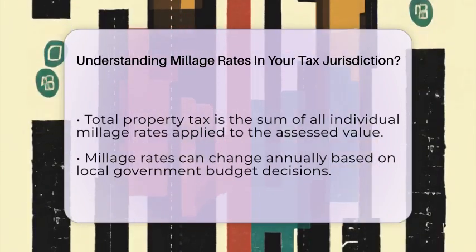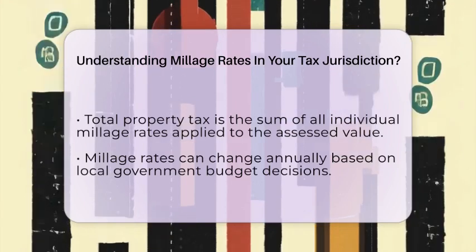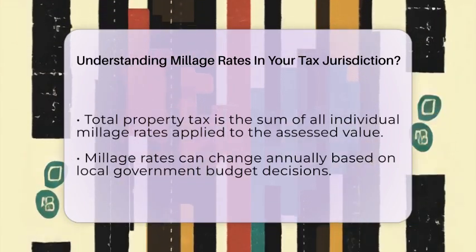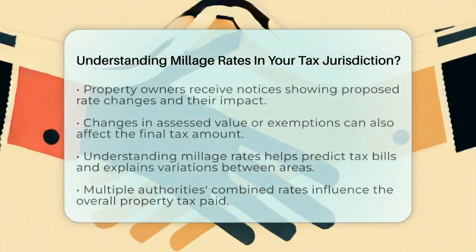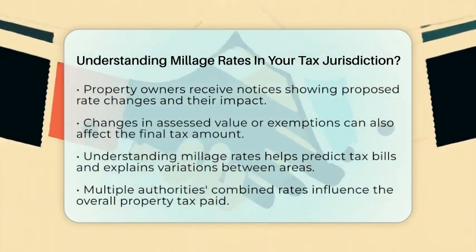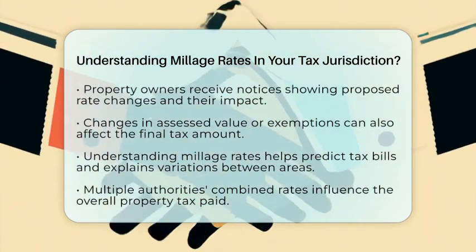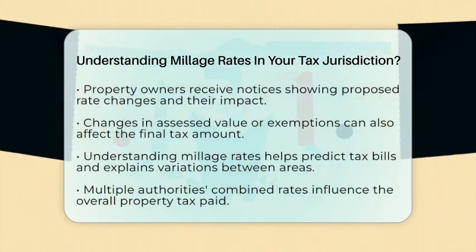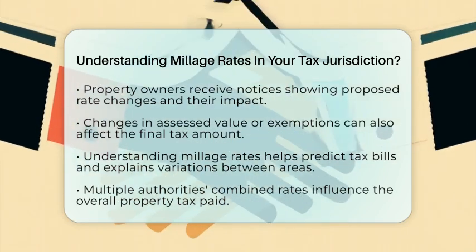Millage rates can change every year. Local governments review their budgets and may decide to increase or decrease rates. Property owners receive notices called truth in millage notices, which show the proposed rates and how they will affect your bill. Changes in your property's assessed value or exemptions like homestead exemptions can also influence how much you owe.